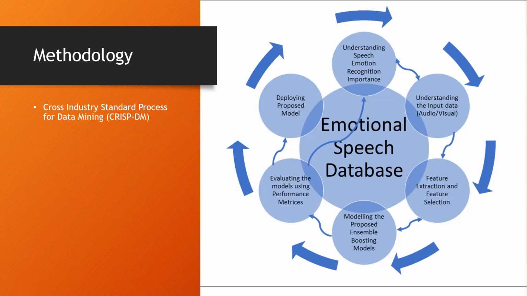Out of the three popularly used methodologies across industries, I have opted to use the methodology named Cross Industry Standard Process for Data Mining, which can also be shortly called CRISP-DM. The six phases of this CRISP-DM methodology that would guide me through this project are, first, understanding the speech emotion recognition importance, where the business need of emotion classification is studied, followed by the understanding of my input data. In this kind of research, mostly people will use audio or visual input files, and for this particular project, I am going to use audio files.